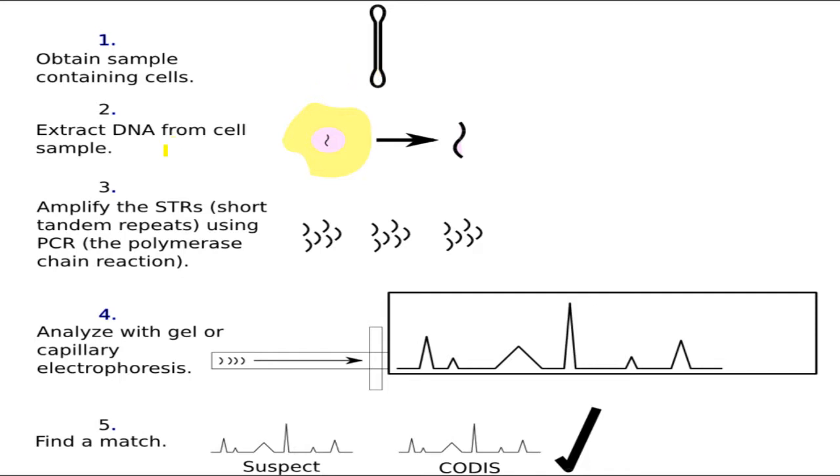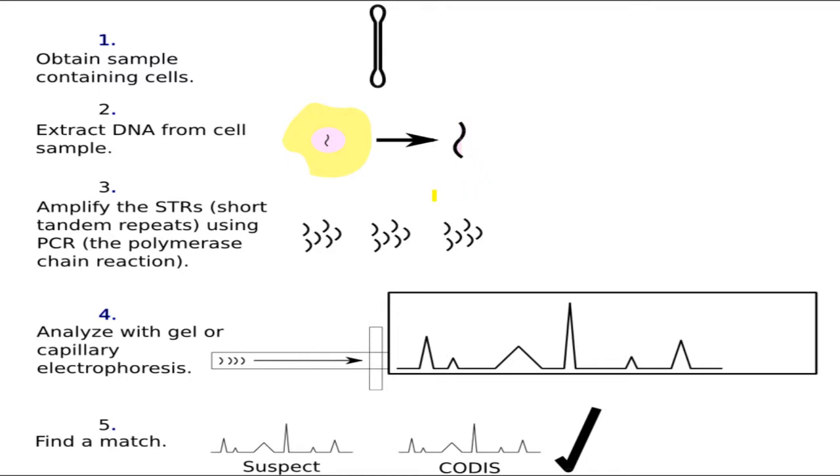Then you get it. You have cells. Again, if it actually is a biological sample that contains DNA, it will have cells. You have to rupture the cell and get the DNA. That's that little thing over there. Get it out of the cell. Once you get it out of the cell, you replicate the thing, but you don't replicate everything. You replicate the STRs, the short tandem repeats. Those are different parts of the DNA.